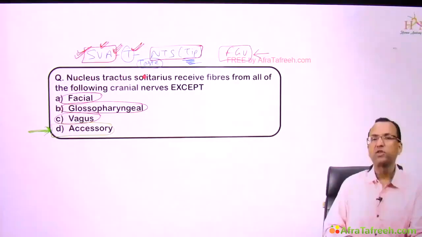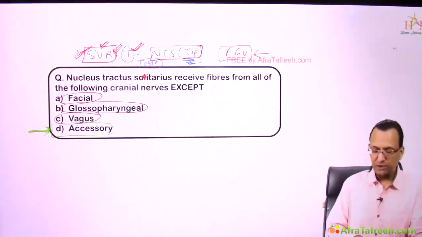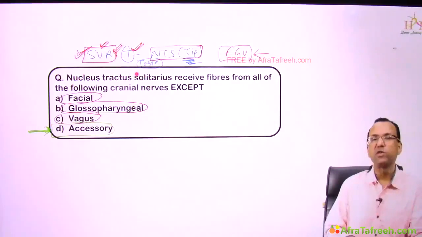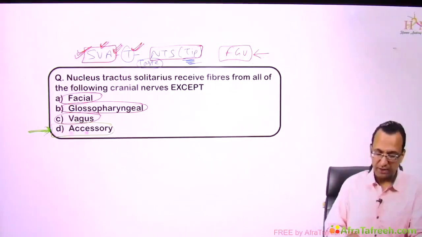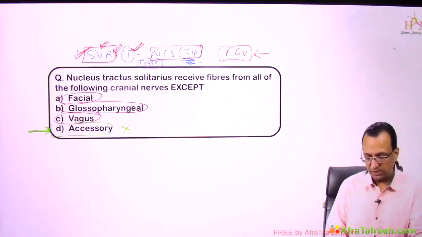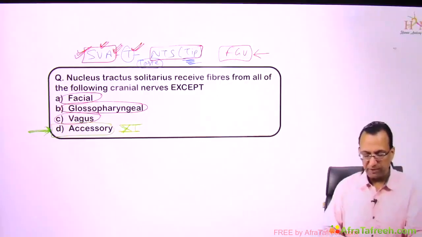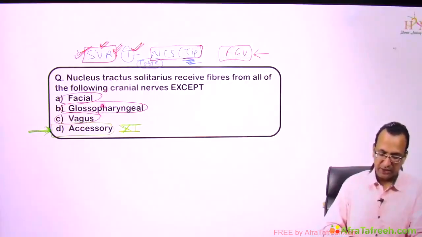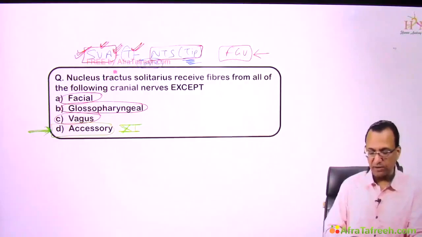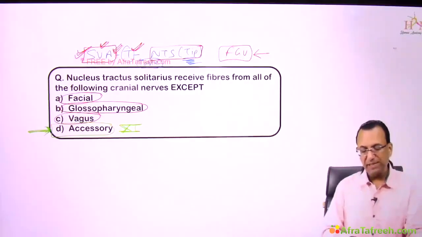So nucleus tractus solitarius is actually a sensory nucleus. It has nothing to do with a motor nerve. It's a pure motor nerve, accessory 11th nerve. So that is the answer. Yes, that is the answer, because the 7th, 9th and 10th nerves bring the taste sensation to the nucleus tractus solitarius. The neural column is SVA.